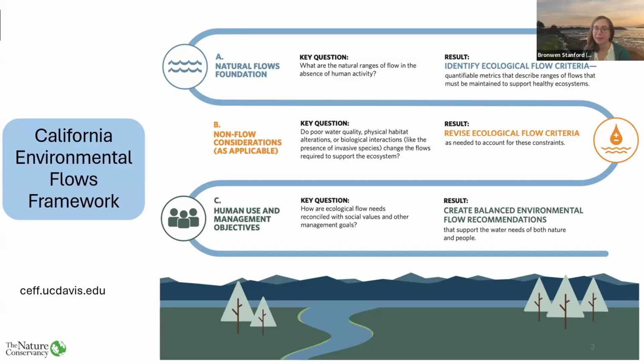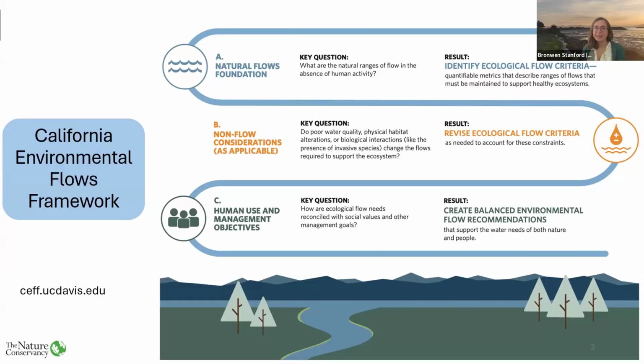And then the final section, section C, is where you think about all of the other goals you might have for your river system, whether it's human water use or recreation or ability to discharge wastewater or water supply, like flood control. All of these other concerns fall into this final section, and then you think about how those might work together or not with your ecological flow criteria so that you can develop balanced environmental flow recommendations in this section C.